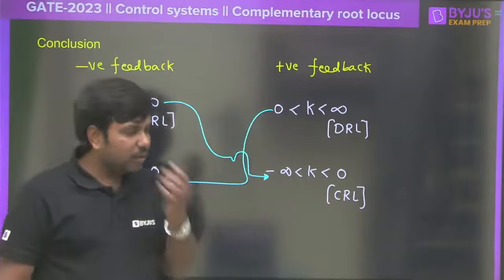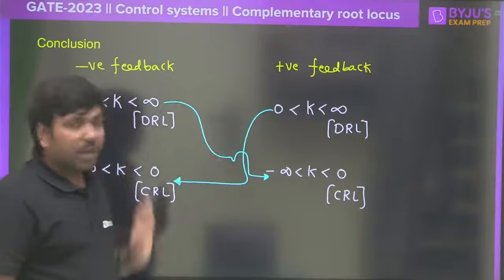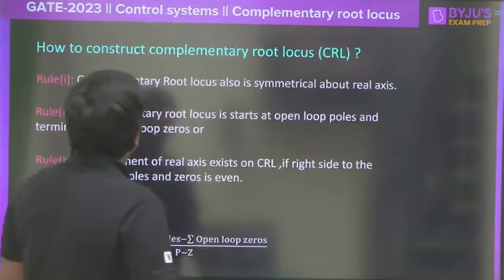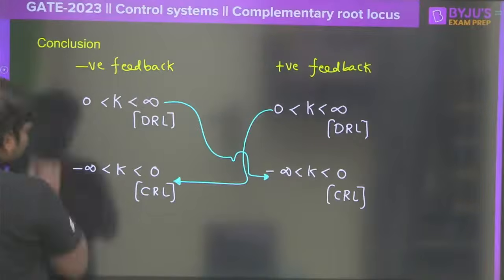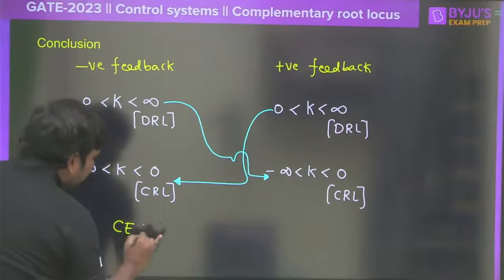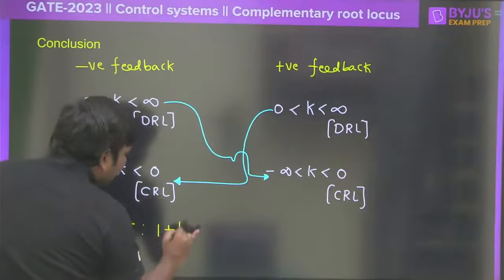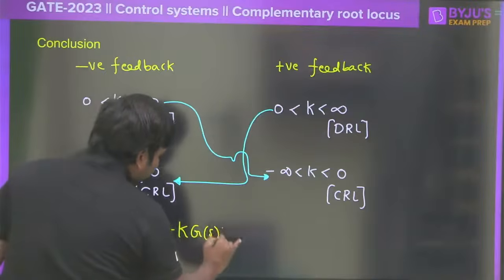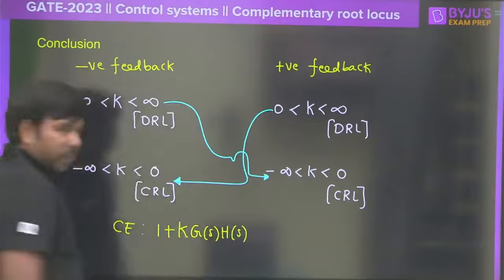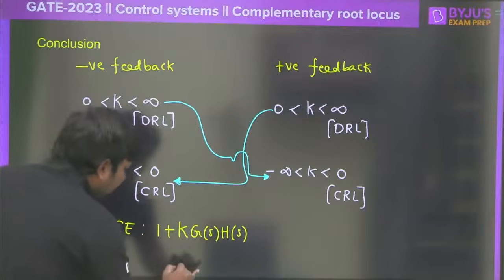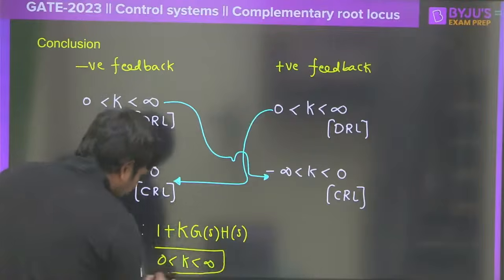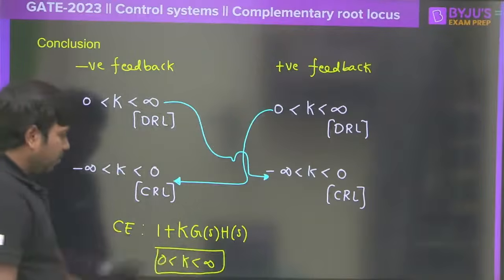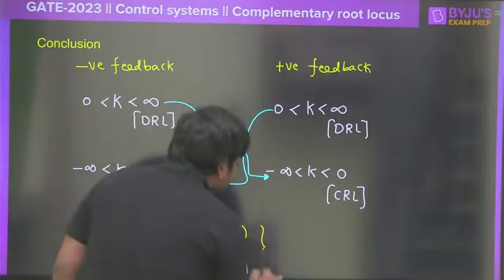Now I will tell you a simple logic for why this comes like this. You already know very clearly the characteristic equation. In negative feedback we write 1 plus k into G(s) into H(s), and all our rules will be satisfied very happily for the negative feedback system. If k is varying from 0 to infinity, we have a set of rules.